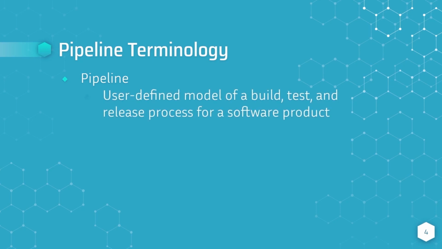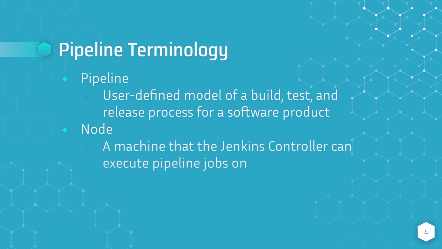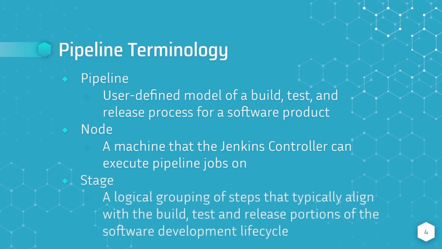The second term you should be familiar with is node. A Jenkins node is a machine that the Jenkins controller can execute pipeline jobs on. The next concept that you should be familiar with is a stage. A Jenkins pipeline stage is a logical grouping of steps that typically align with the build, test, and release portions of the software development lifecycle. So for instance, you might have a build stage, a test stage, and a deploy stage.